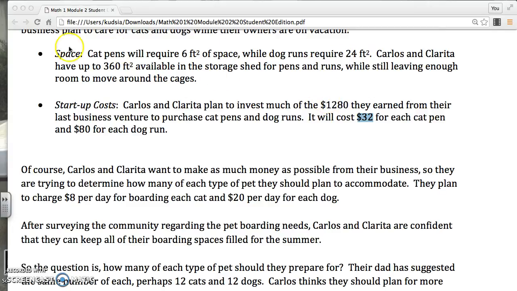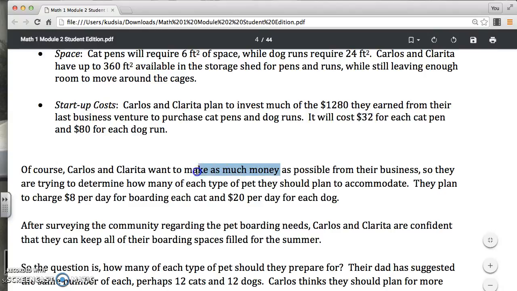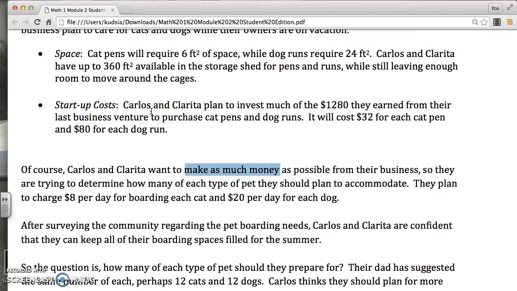So you got the space they take, the cost it's going to take to start their business, but then also they're going to be making money. We call that their revenue, okay? They will make some money, so they want to make as much money as possible. Okay, so given these constrictions, how will they make the most amount of money? That's the underlying question here.